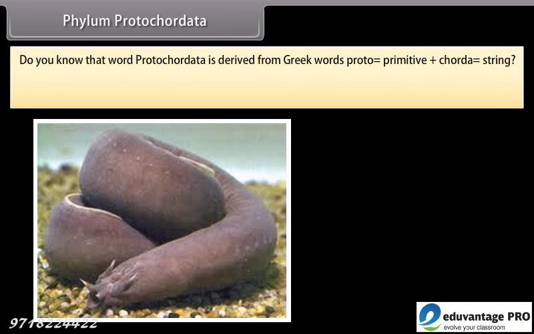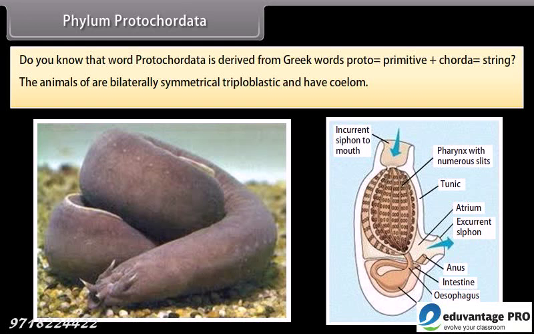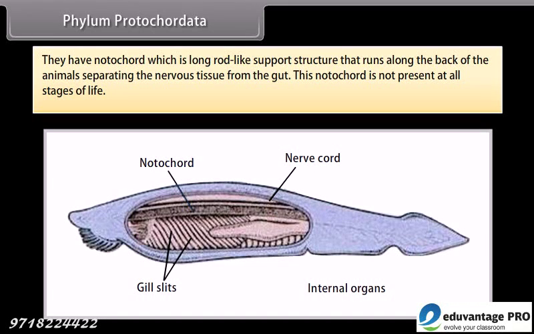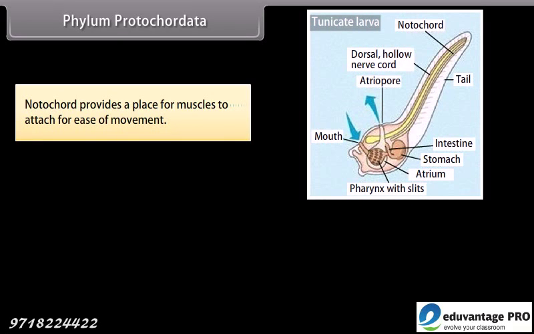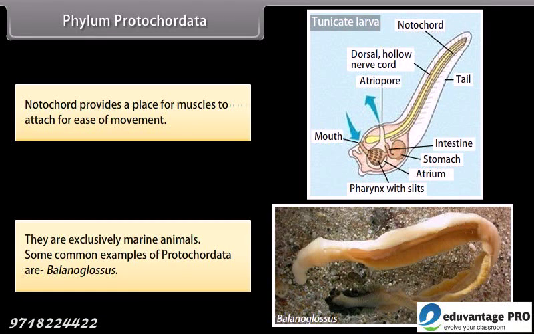Phylum Protochordata. Do you know that word protochordata is derived from Greek words proto is primitive plus chorda is string. The animals are bilaterally symmetrical, triploblastic, and have coelom. They have notochord, which is long rod-like support structure that runs along the back of the animals, separating the nervous tissue from the gut. This notochord is not present at all stages of life. Notochord provides a place for muscles to attach for ease of movement. They are exclusively marine animals. Some common examples of protochordata are Balanoglossus.